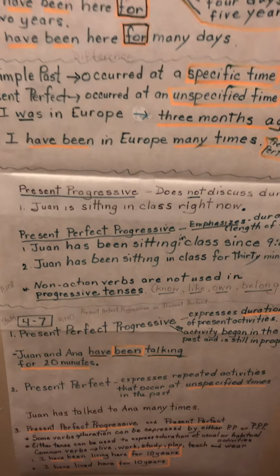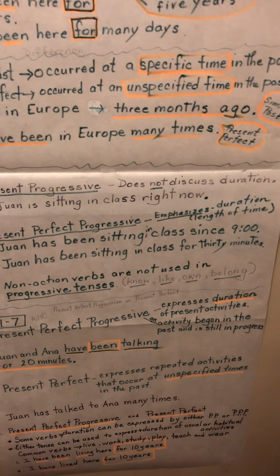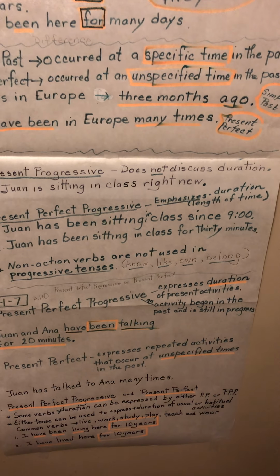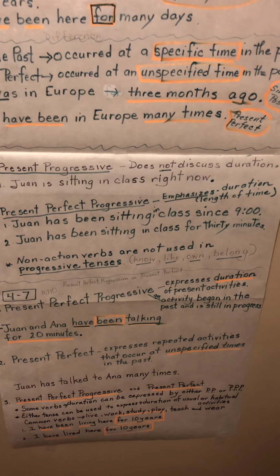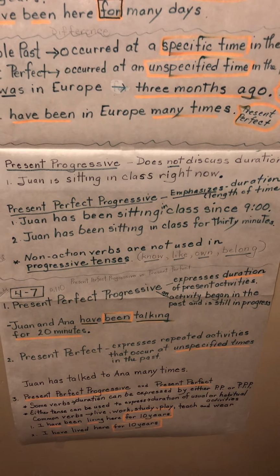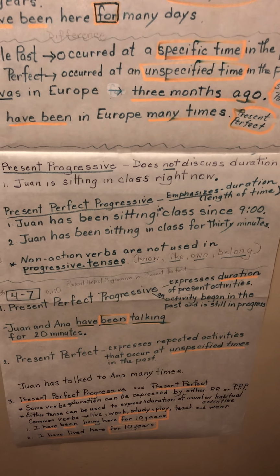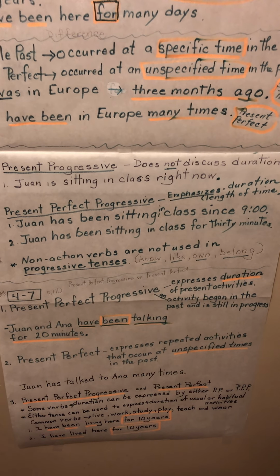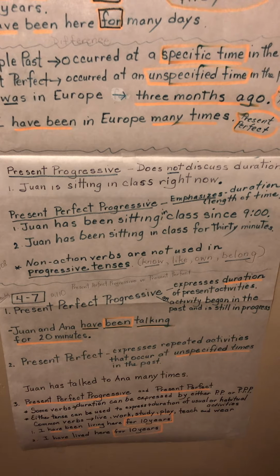Okay, let's go into the present progressive. The present progressive does not discuss duration. For example, Juan is sitting in class right now. It's not talking about duration.